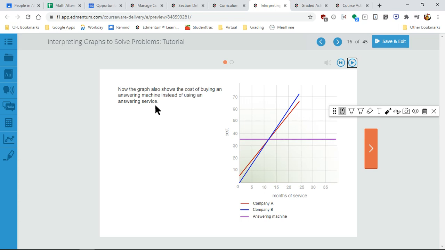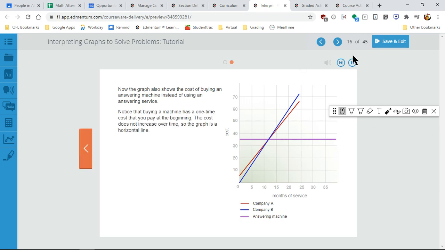So this is also showing an answering machine for the same service. Again, this is just a tool to help you learn it. I'm skipping them because it's hurting my ears.